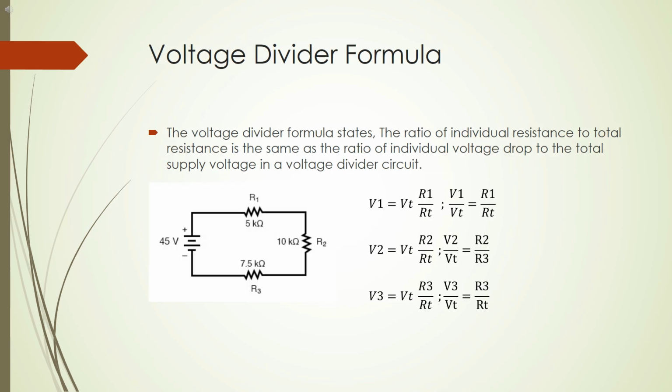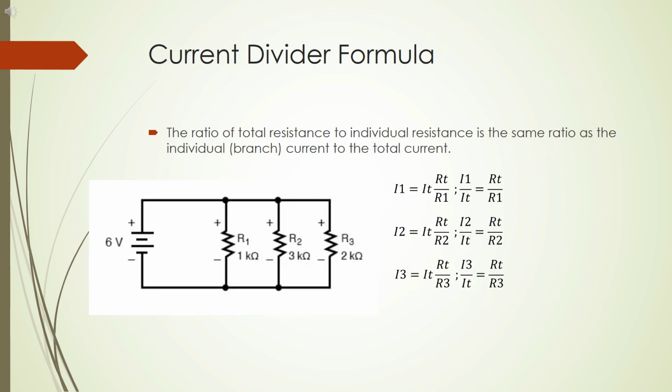The voltage divider formula states, the ratio of individual resistance to total resistance is the same as the ratio of individual voltage drop to the total supply voltage in a voltage divider circuit. The current divider formula states, the ratio of total resistance to individual resistance is the same ratio as the individual branch current to the total current.